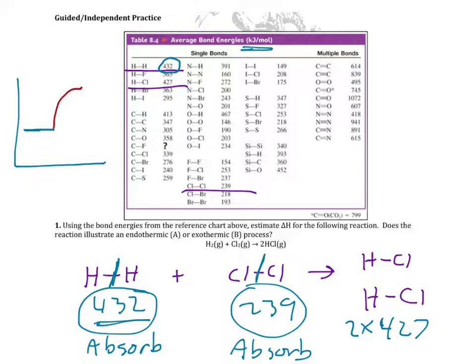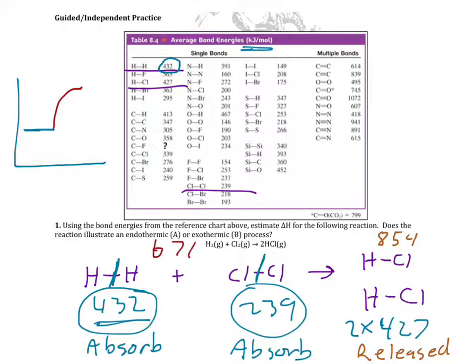Now, what about these bonds here? Well, these bonds are forming. And so because they're forming, this energy here is not being absorbed, this is being released. And so we have, this is the activation energy, this is the energy being absorbed, this is the energy being released. And so before I draw the second part of the graph, let's go ahead and get these totals here.